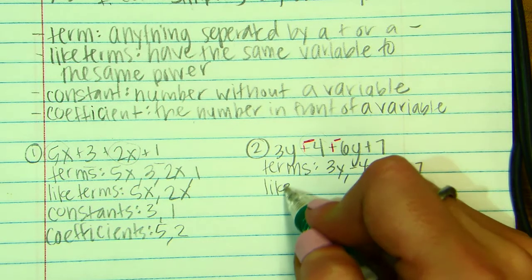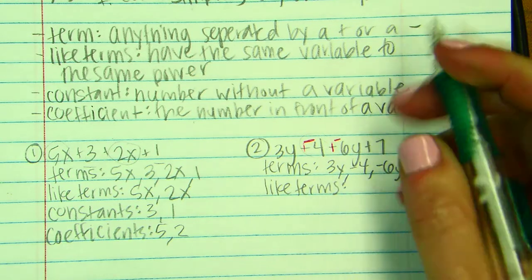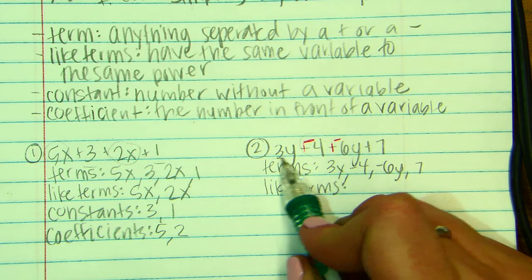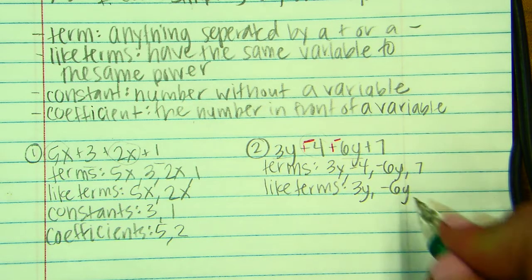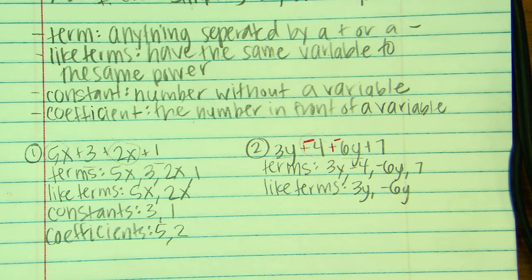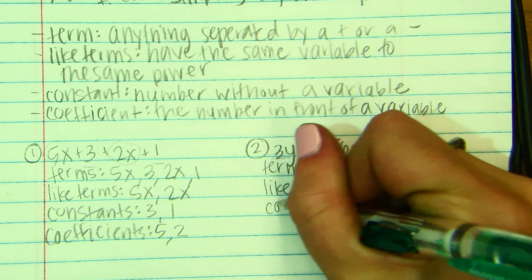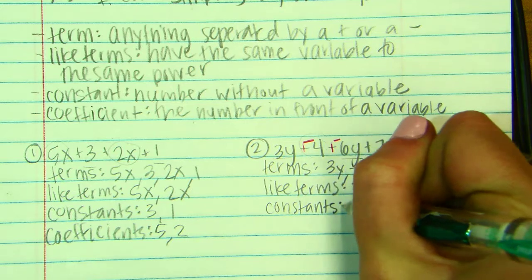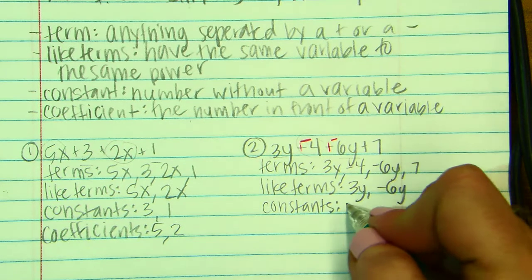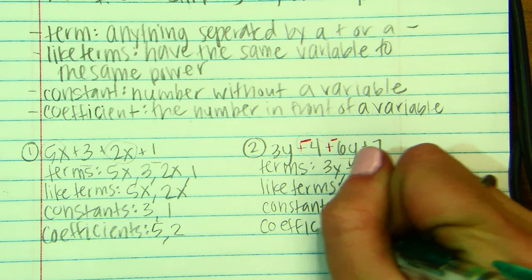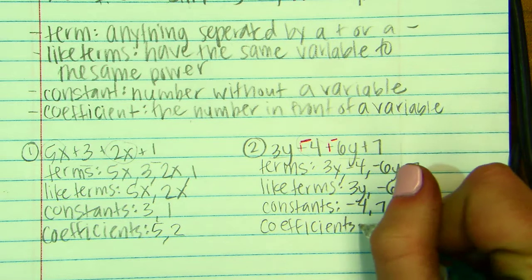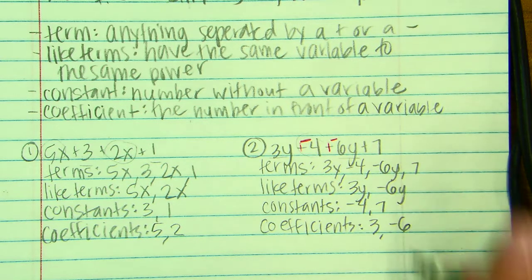Next is going to be like terms. So we have only two terms with variables, and they have the same variable to the same power, so 3y and negative 6y are my two like terms. Then we have to do constants. My constant terms are negative 4 and 7. Those are my terms without the variable. And my last one, the coefficients, would be 3 and negative 6.